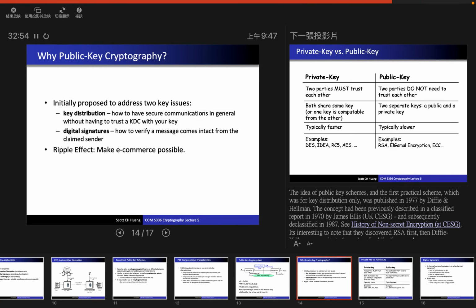So that's key distribution, and also digital signature. This is kind of like you have an ID card to show that you're the authorized user of something, so you have some privilege to do something. This is important. How do you verify a message that comes from the client or server, and which is also intact? It hasn't been messed with. Okay. So this makes e-commerce possible.